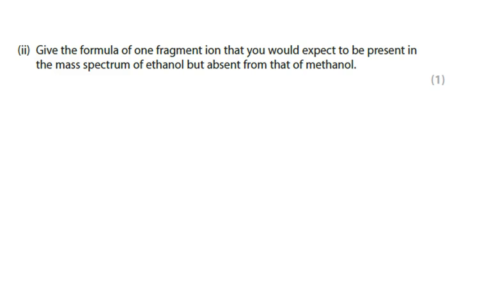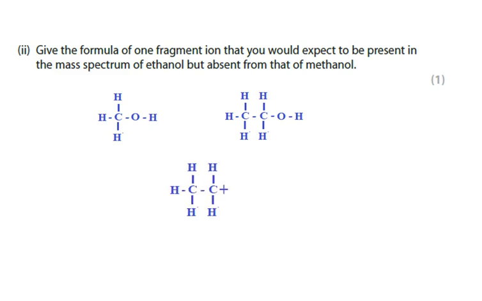Okay? Now he's saying give the formula of one fragment ion that you would expect to be present in the mass spectrum of ethanol, but not that of methanol. Remember the structures? The first one is methanol with 1 carbon. The other one is ethanol with 2 carbons. Now, which fragment ion would you expect to be present in ethanol but not methanol? Of course, the fragment where you have 2 carbons, because there is no way that methanol will give you 2 carbons. So this is the fragment ion that you would expect. Are we okay with this?